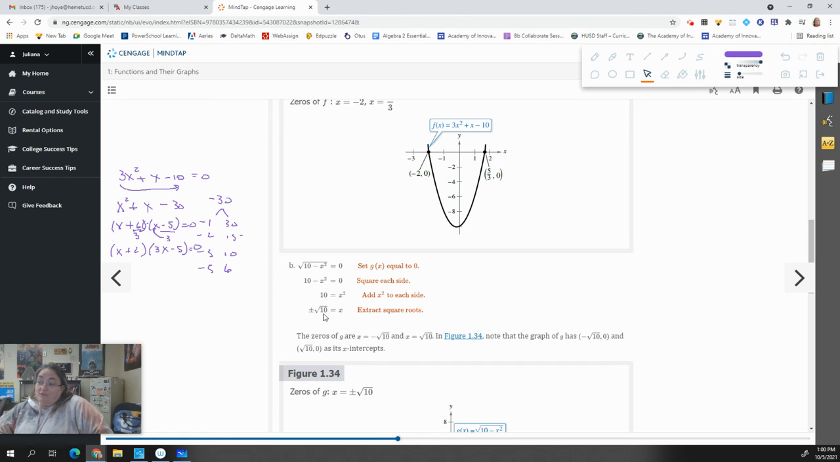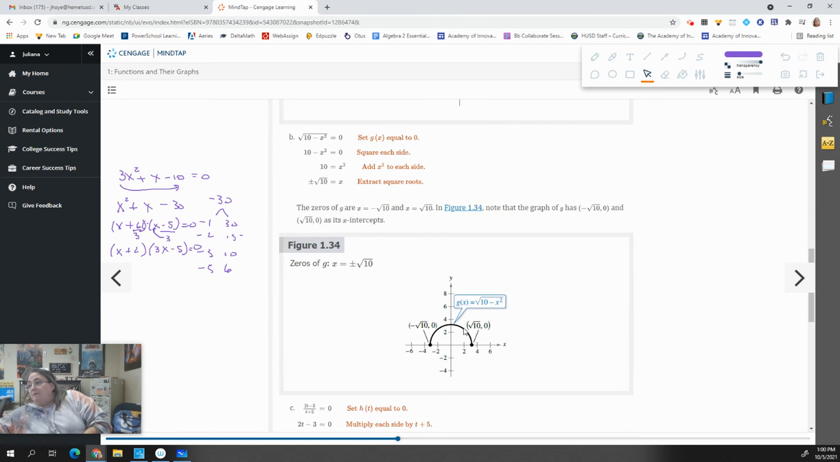It doesn't break down evenly, so it's just plus or minus the square root of 10. But keep in mind, it's plus or minus the square root of 10. That's two separate solutions for those zeros. One is minus the square root of 10, which is a little over negative 3, and the other one is the positive square root of 10, which is a little over positive 3. Does that make some sense? And you can see it right there, right? Little semicircle.